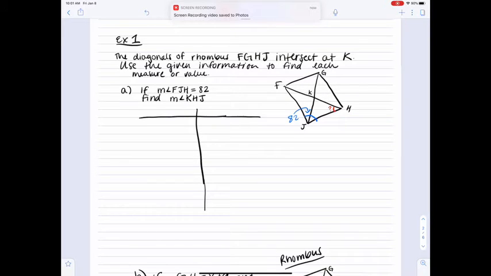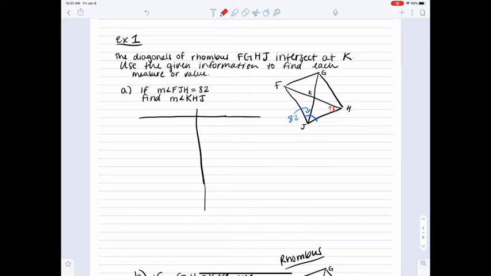So now we are going to look at example 1 using the theorems we just wrote down. The diagonals of a rhombus FGHJ intersect at K. Use the given information to find each measure or value. So we're going to start with A. Part A says if measure of angle FJH equals 82, so that's that entire big angle FJH, which I marked in blue. If that's 82, then we need to find measure of KHJ, which is that little red angle with a question mark. So we need to write this in statement reason form.